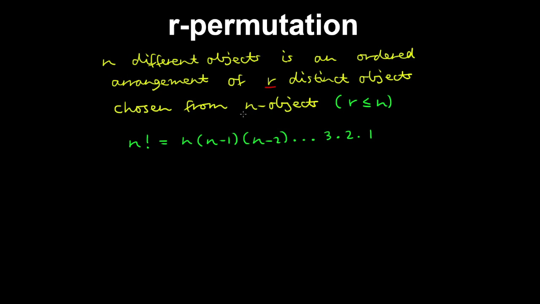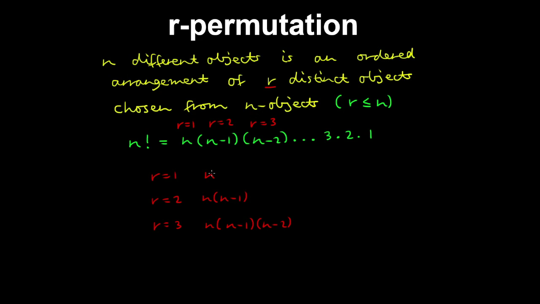So therefore the number of permutations of the r distinct objects where r is equal to 1 is n, and where r is equal to 2, the number of permutations of two distinct objects is n by n minus 1, and for r equals 3 we have n by n minus 1 by n minus 2 and so on.